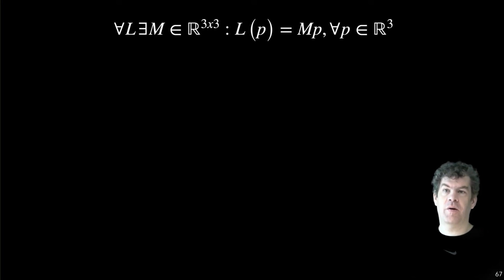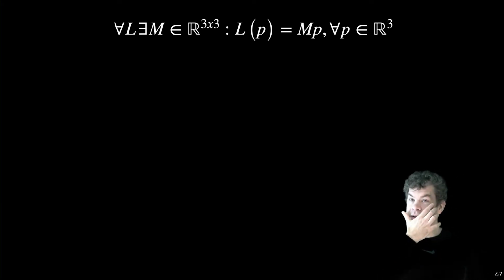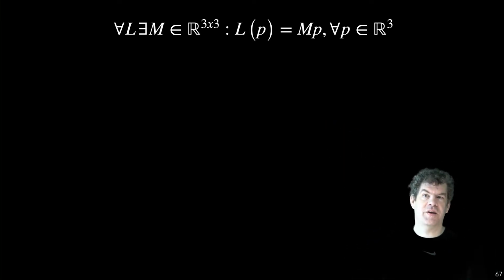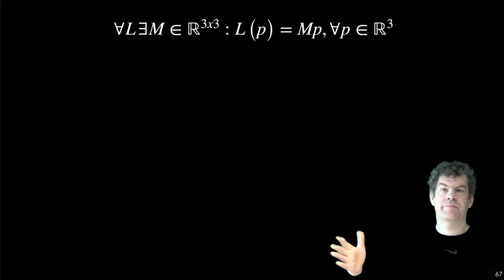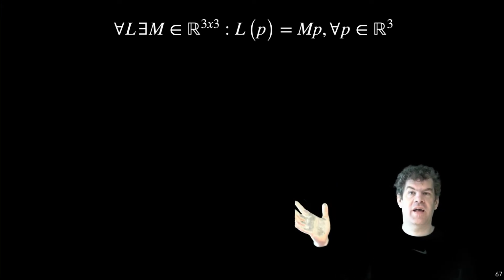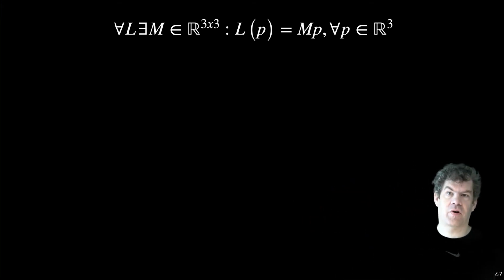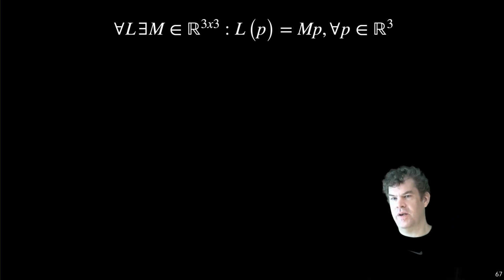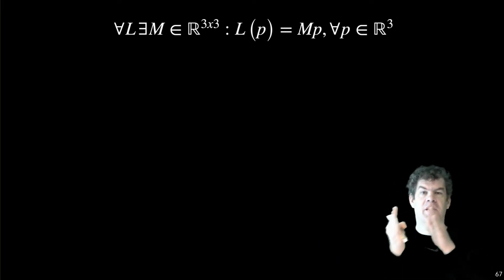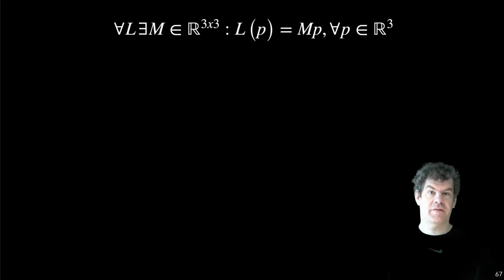So here's a nice property, and that is you can represent linear mappings super easily by matrices. So what does that cryptic formula at the top mean? It says for all L there exists an M, and M is a matrix. It's a 3 by 3 thing for our 3-dimensional points, such that L of P equals M times P for all P from our vector space. So that's a cryptic mathematical way of saying any linear mapping can be represented as a matrix vector product.